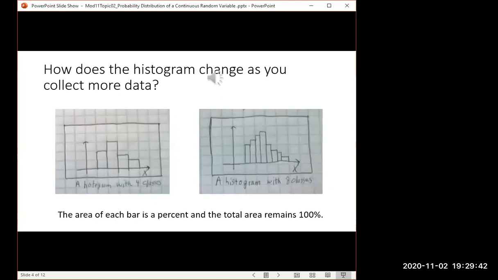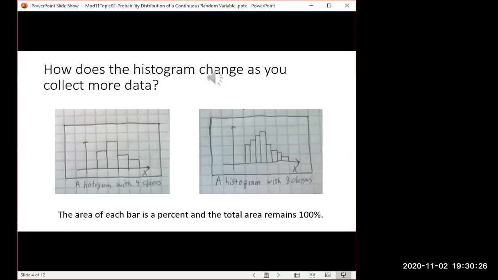So, how does a histogram change as you collect more data? Here I have two histograms that I imagine are for different samples, both samples taken from the same population. On the left, the histogram was made with a smaller sample, fewer individuals. And on the right, it was made with a bigger sample, with more individuals. If you remember, we're using Sturges's rule to decide how many bars to put in the histogram based on the sample size. So the more individuals in your sample, the more bars you have.